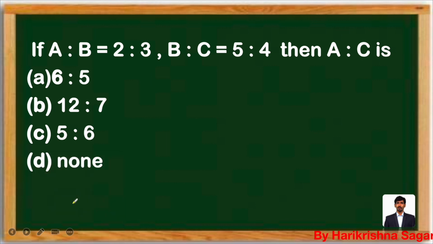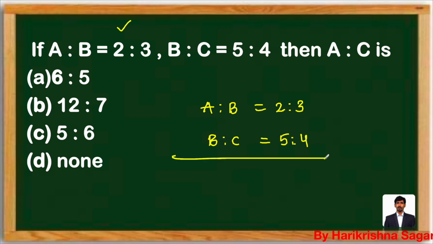Look at this question. A is to B is given, B is to C is given. They are asking A is to C. So A is to B, which is equal to 2 is to 3, and B is to C is equal to 5 is to 4. Using this, they are asking you to find out what is A is to C. So first let me find out A is to B is to C here.